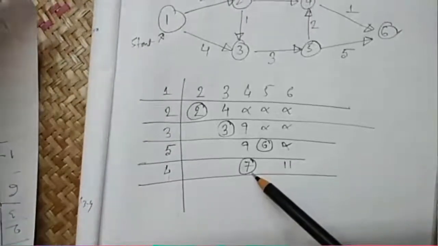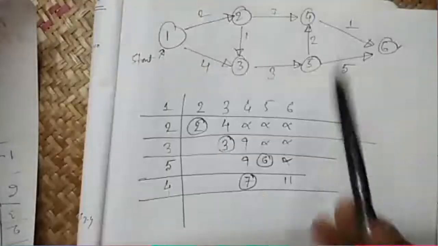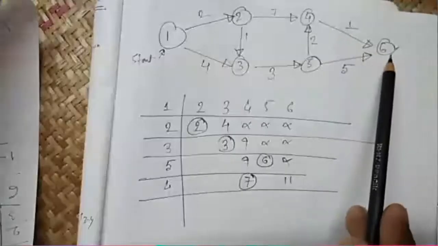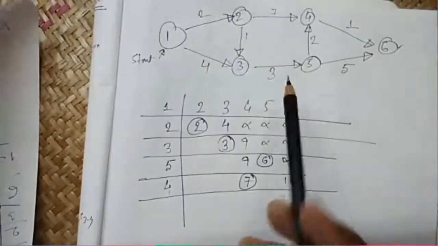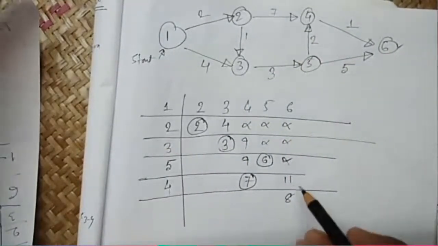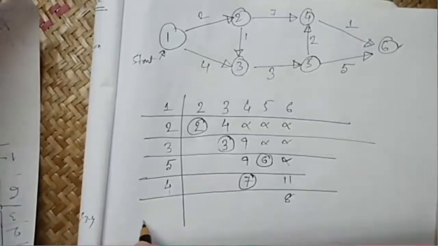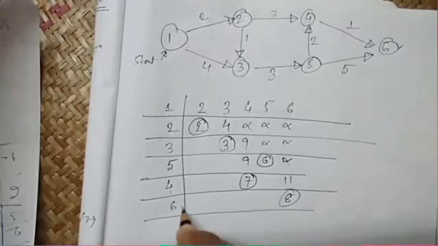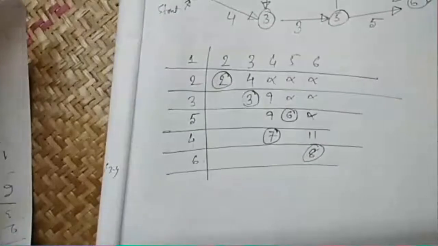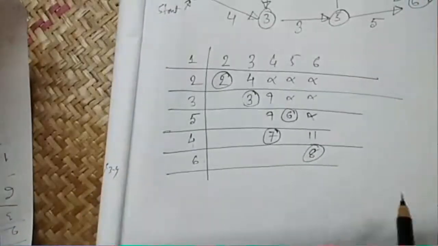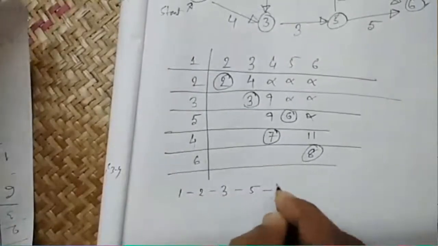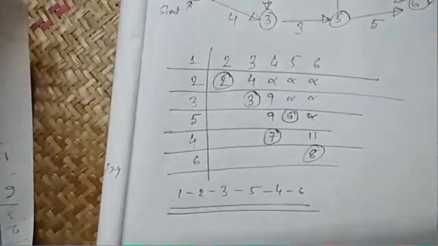Now we start from 4 and this goes to 6. So 4 goes to 6 and here it is 7 plus 1, 8. So 6 gets updated by 8. Initially it was 11, now it is 8. So finally 6 is selected. So the shortest path to reach 6 from 1 will be 1, 2, 3, 5, 4, 6. This is the shortest path.